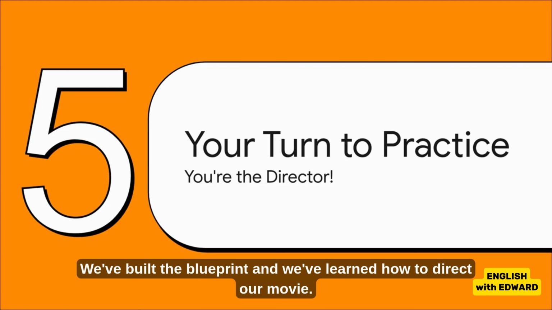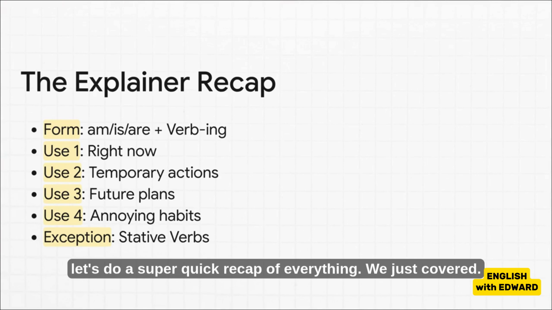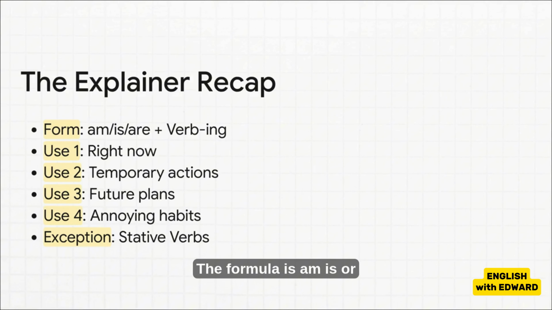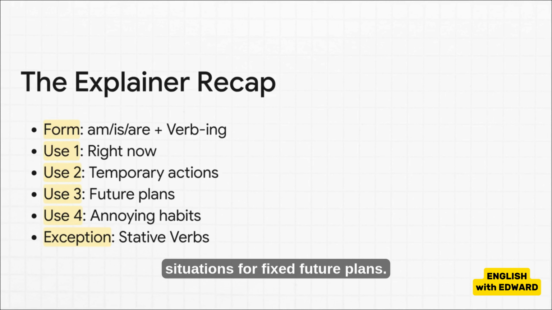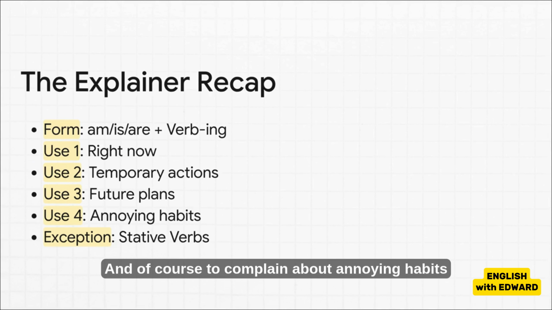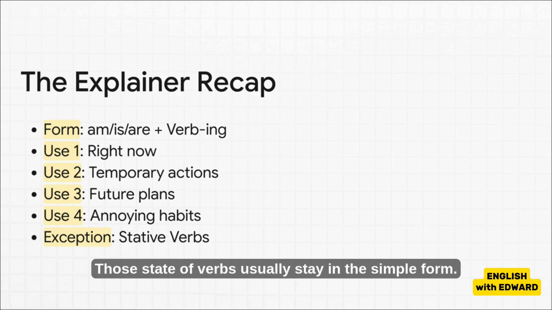So there you have it. We've built the blueprint, and we've learned how to direct our movie. Now, it's time to put you in the director's chair. But before you get started, let's do a super quick recap of everything we just covered. The formula is am, is, or are, plus a verb with "ing." We use it for things happening right now, for temporary situations, for fixed future plans, and, of course, to complain about annoying habits. And don't forget the big exception. Those stative verbs usually stay in the simple form.